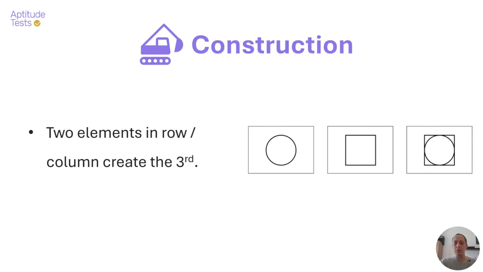The next pattern is construction, in which 2 elements in a row or a column create the third. In this example, you can see a very simple one, where the square plus the circle equals the last shape. It can get more complex than that, and we're going to see such examples in the practice test.